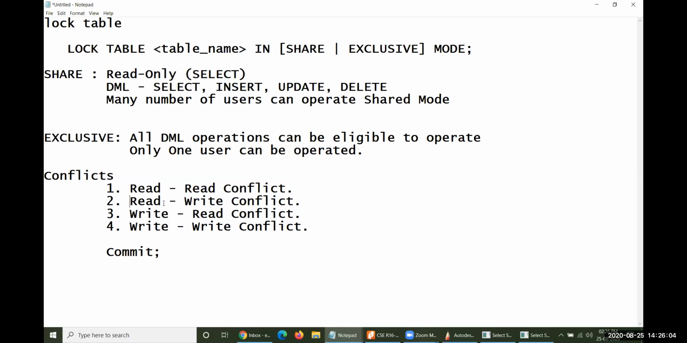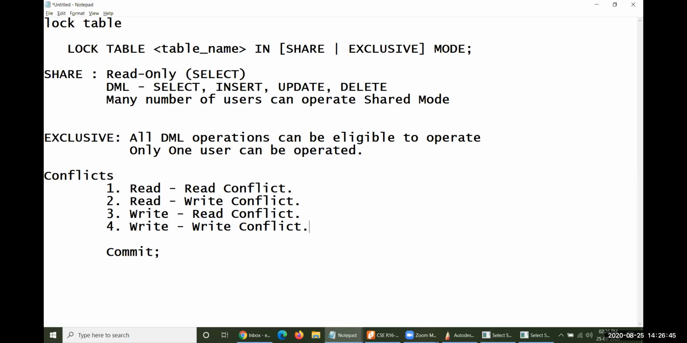Whereas a read-write conflict, in the sense that the first user may operate a share mode operation and the second user could operate exclusive. The first user operates in share mode, and the second user is trying to take exclusive, all operations. Already a lock has been made by that user, so exclusive cannot be given immediately because read-only mode has already been taken by your neighbor. So you are not supposed to be given exclusive mode operation.